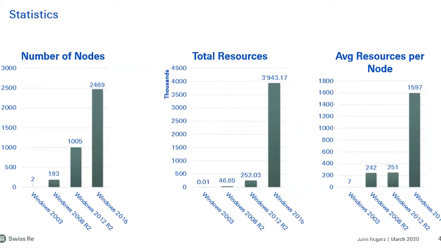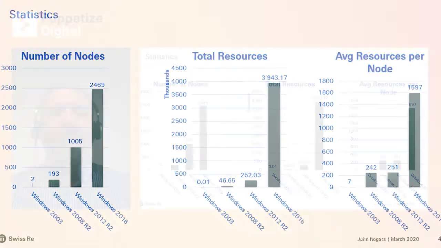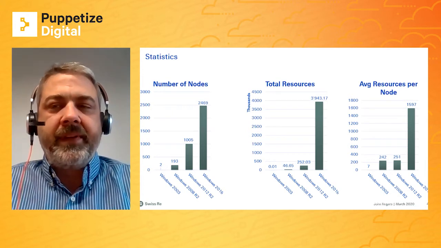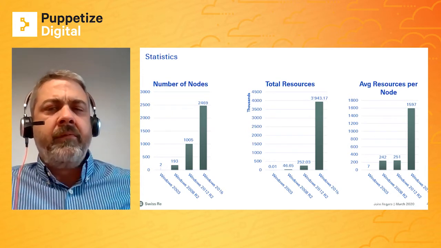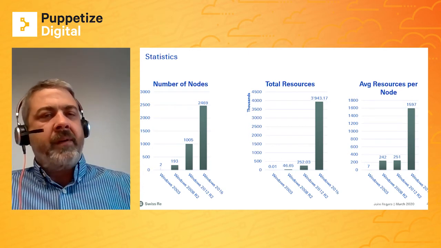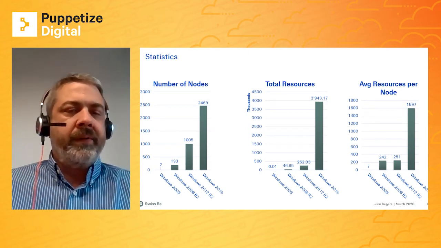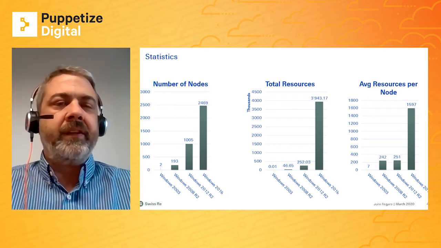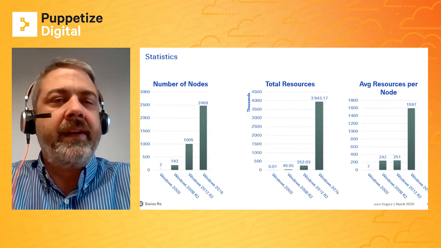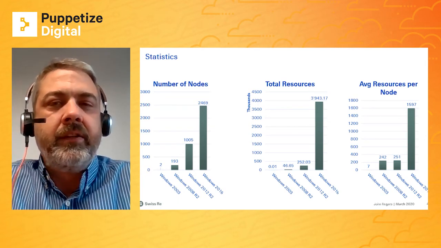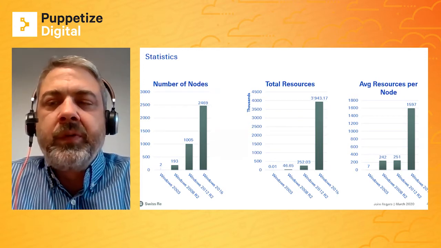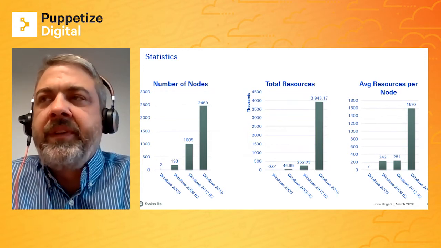I stole some of my slides from the earlier Puppet camp, so some of these numbers are slightly different, but they roughly estimate what we currently have today. We have about 3,500 Windows nodes. Quite recently, there have been a lot more migrations from Windows 2012 to 2016, so that number has probably changed slightly. I think the more interesting number here is the resources per node.